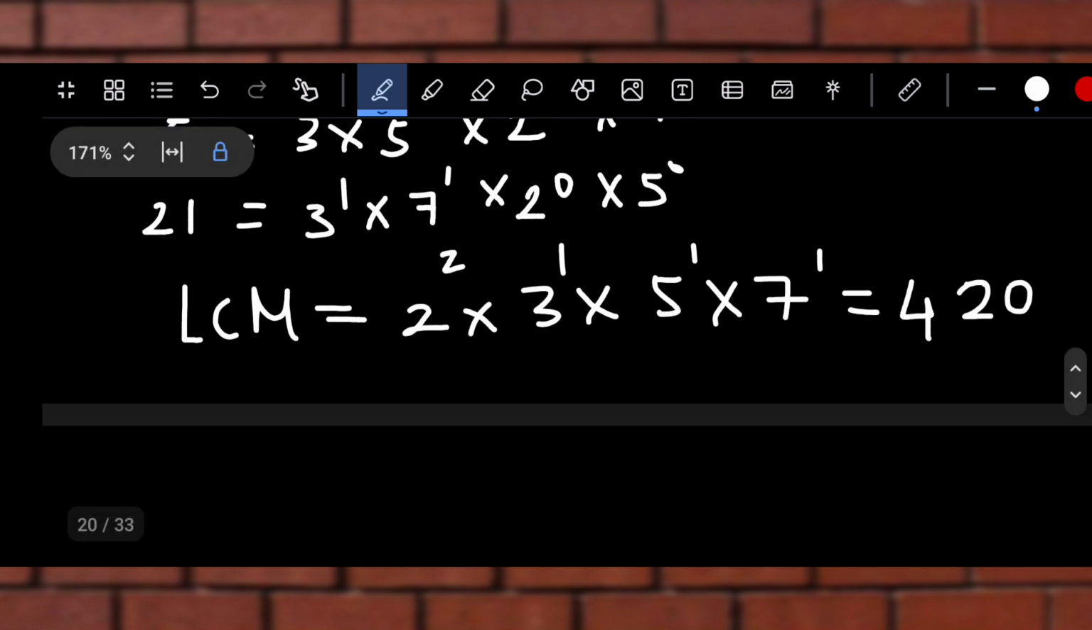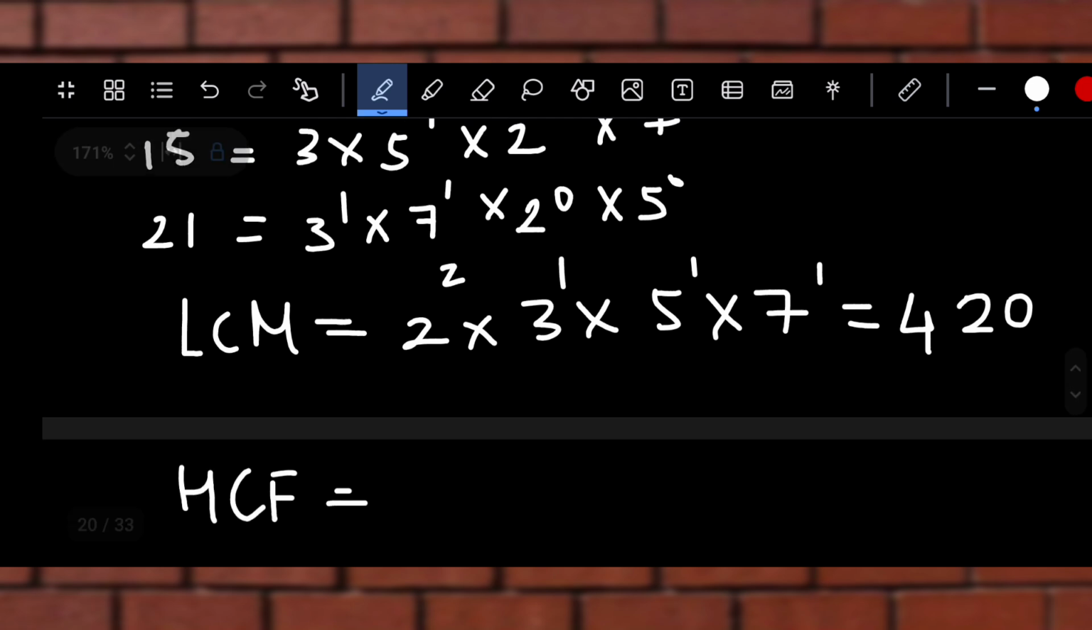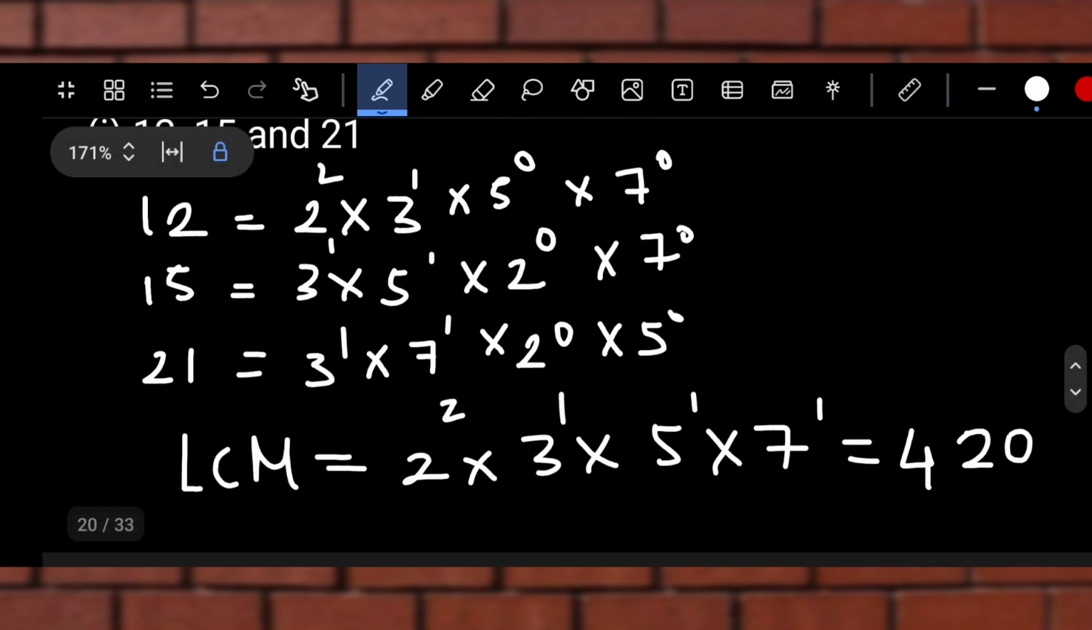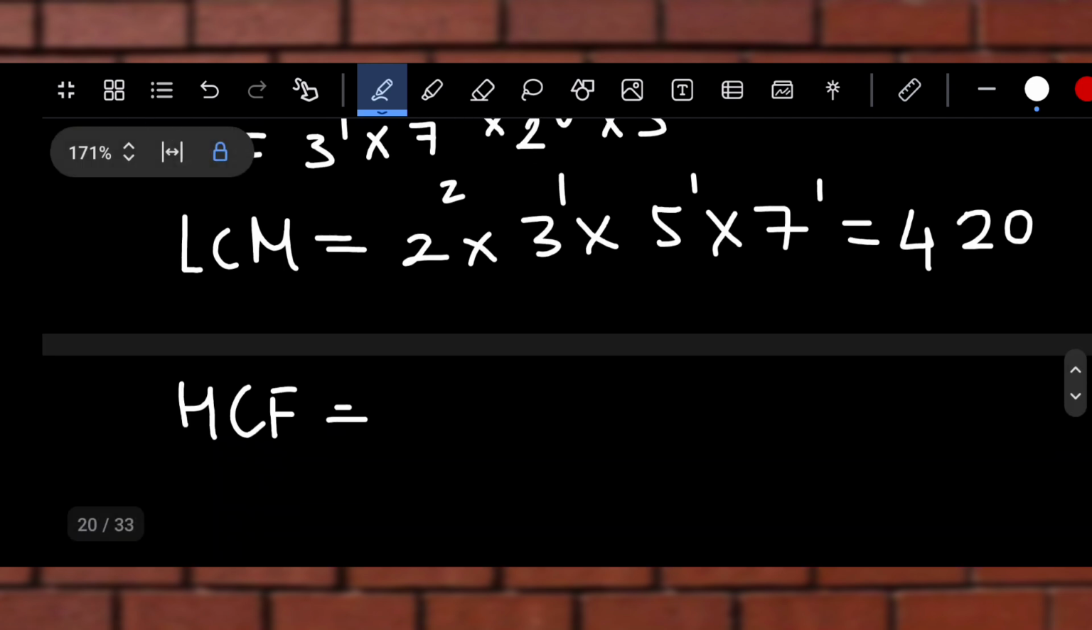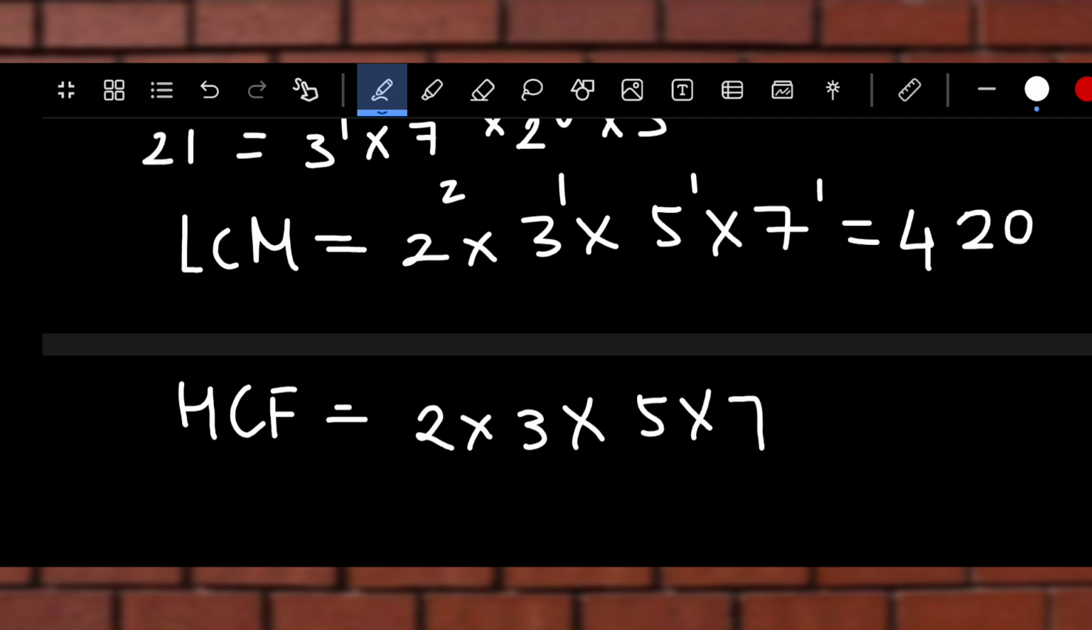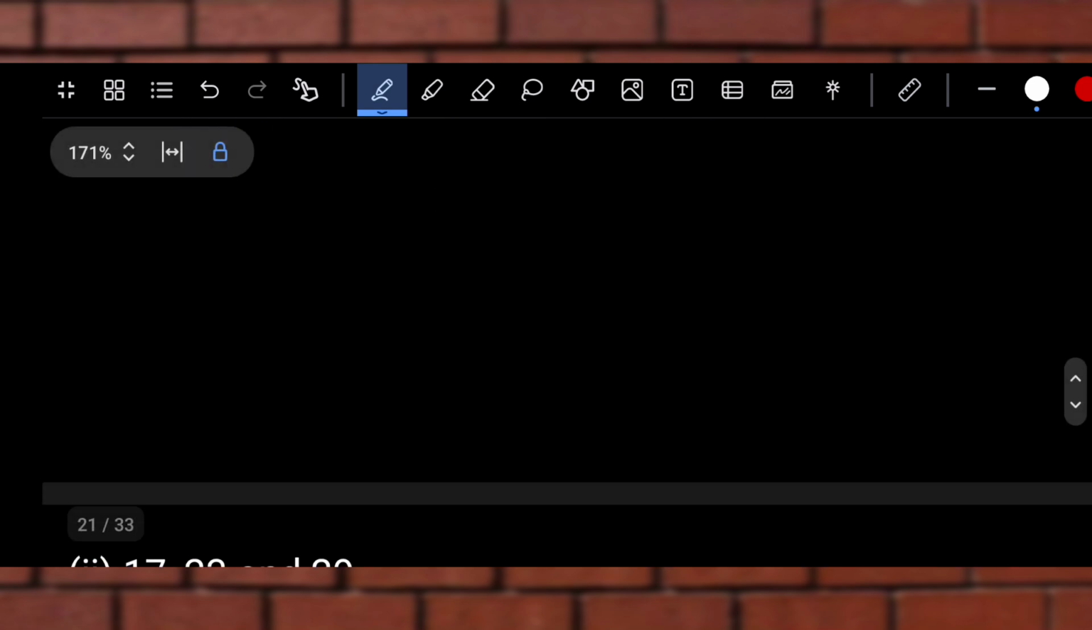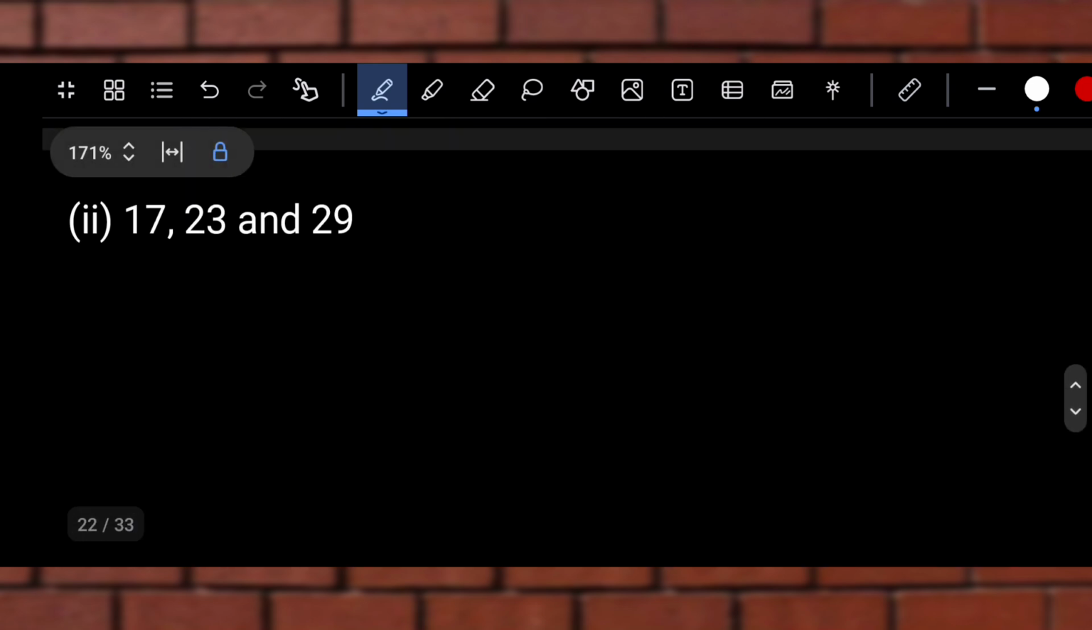Okay. Now we'll do the HCF. HCF is equal to all the numbers but with their lowest power. So 2 into 3 into 5 into 7. I have written the lowest power for 2, 5 and 7 as 0. And for 3, there was only one power common in everything. So the answer we got is 3. Okay, fine. Let's go to the second subdivision.